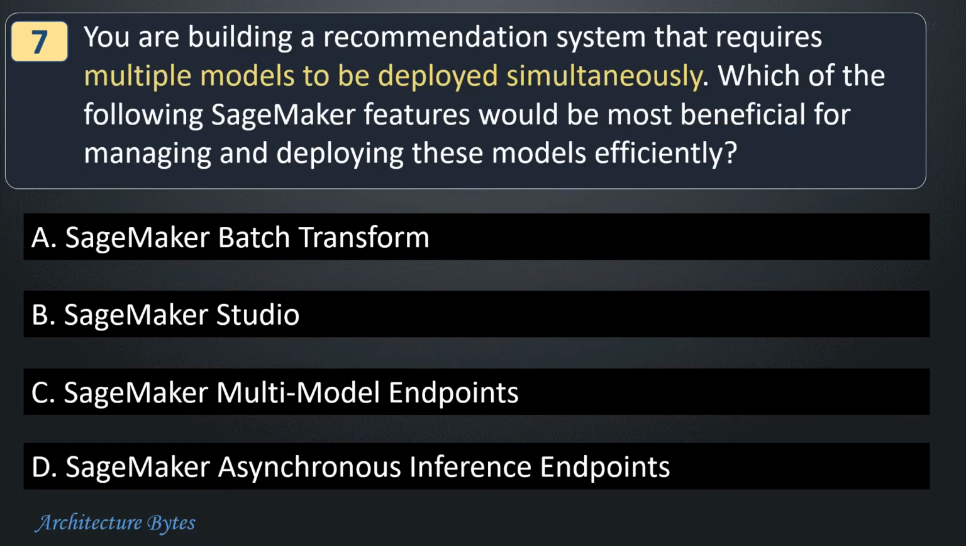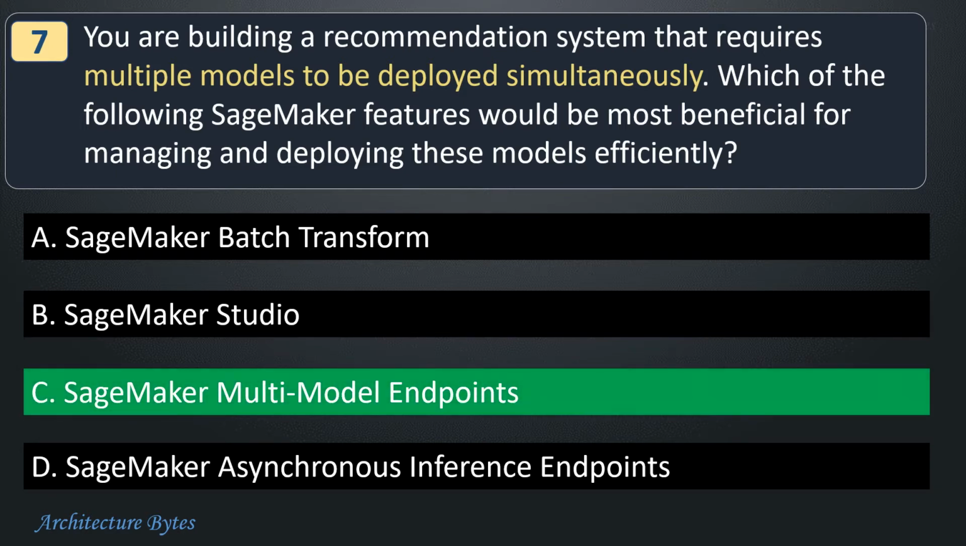You are building a recommendation system that requires multiple models to be deployed simultaneously. Which of the following SageMaker features would be most beneficial for managing and deploying these models efficiently? Our options are SageMaker Batch Transform, SageMaker Studio, SageMaker Multi-Model Endpoints, or SageMaker Asynchronous Inference Endpoints.